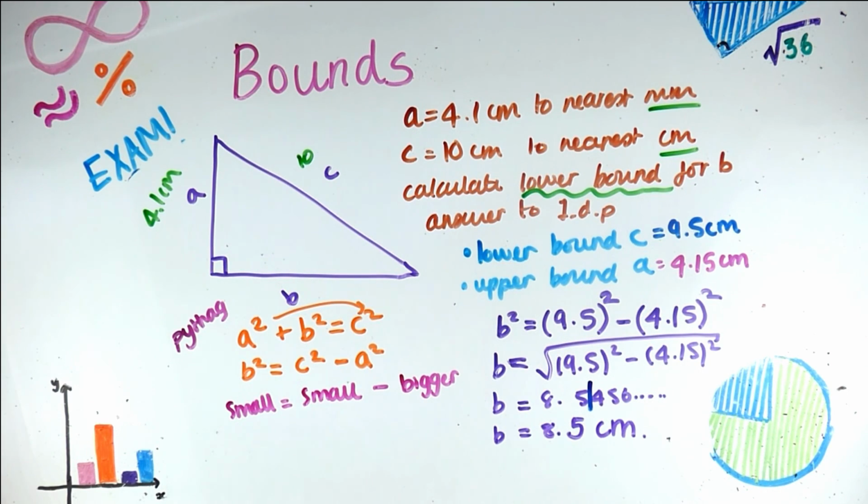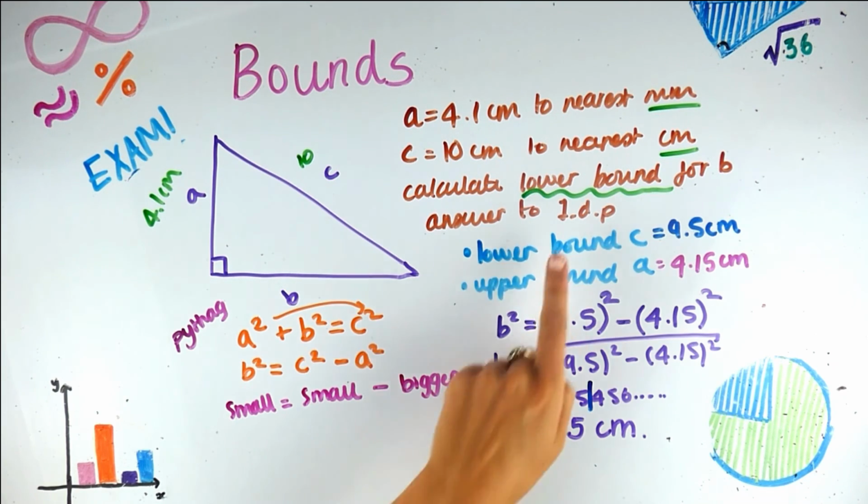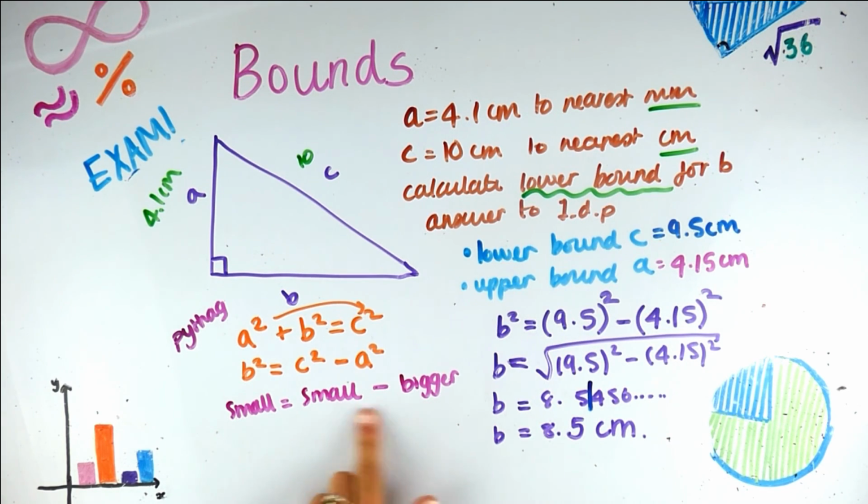So I hope you understand bounds now. Be really careful when it's just asking you for lower, that you don't just take the two smaller values when you're doing these sort of harder questions.